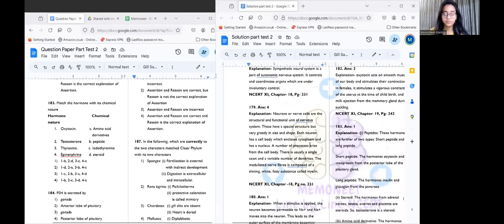For more explanation, for more detail, please refer to the explanation mentioned here, as all of these are just NCERT statements. There's no concept that I can explain for them.